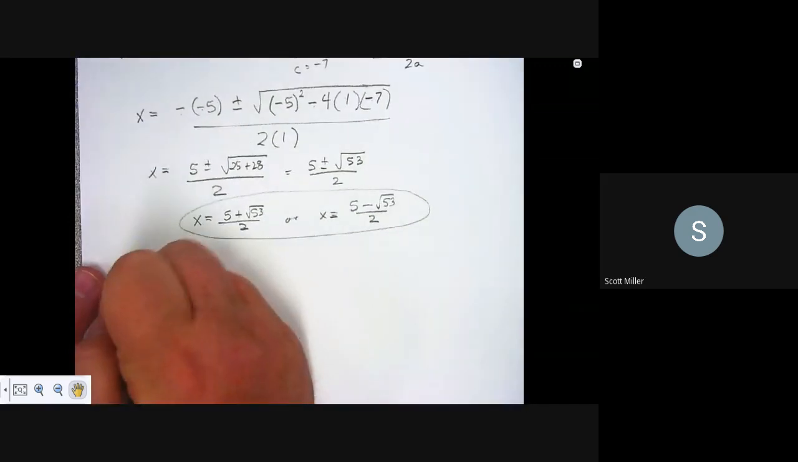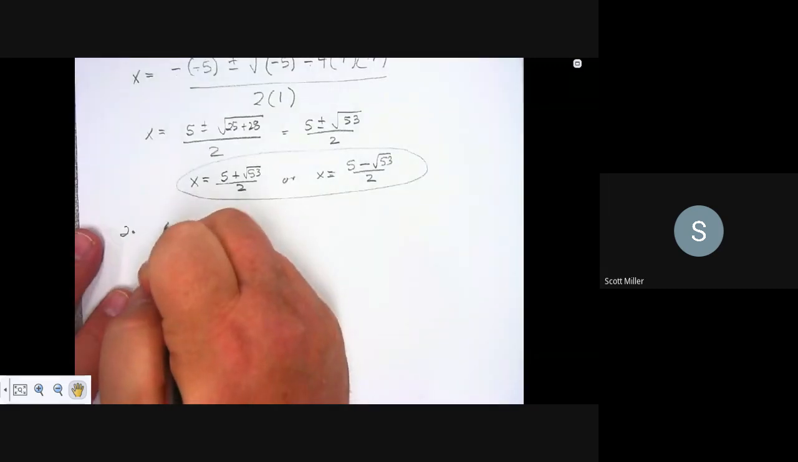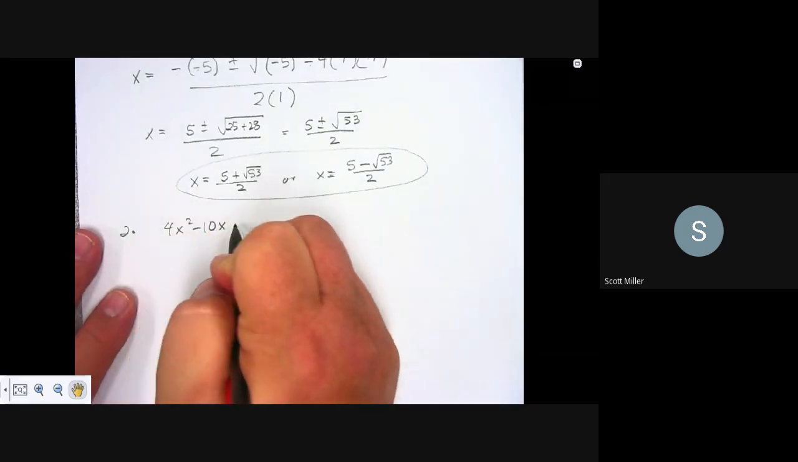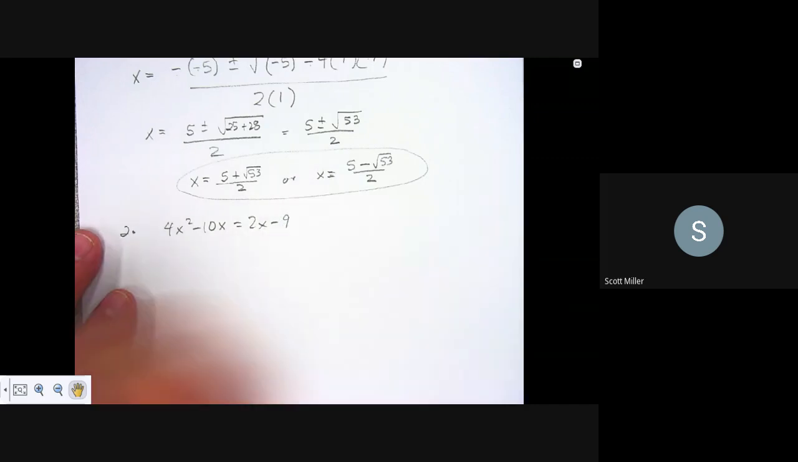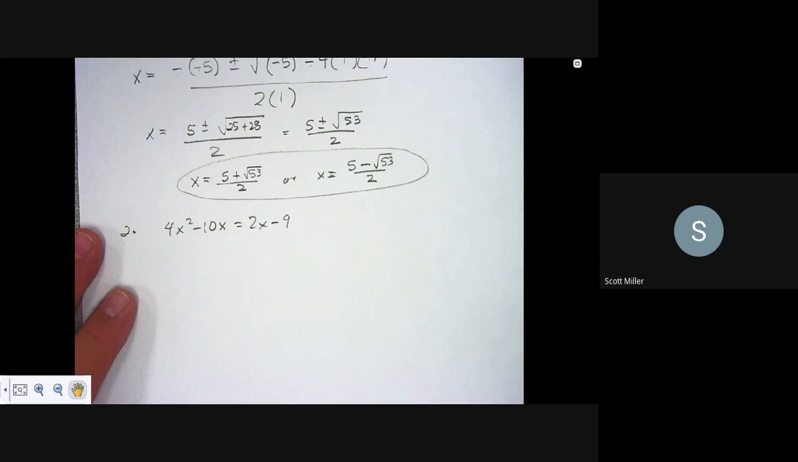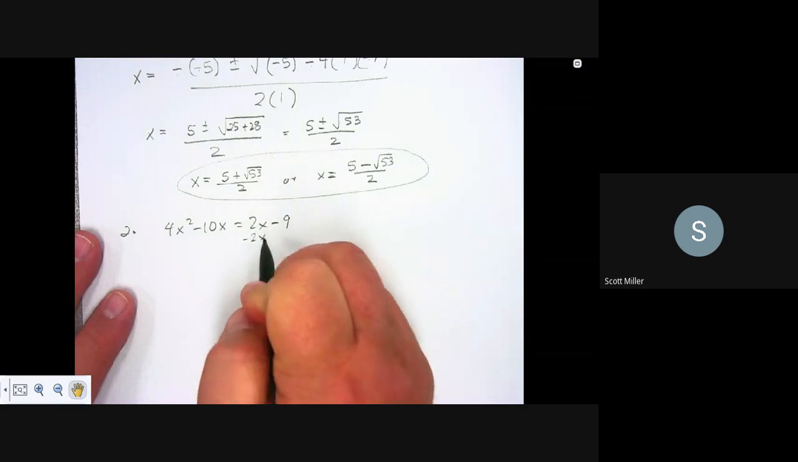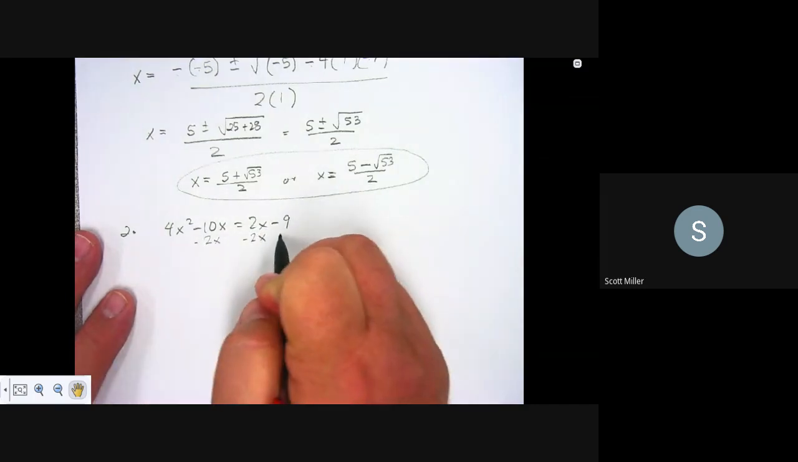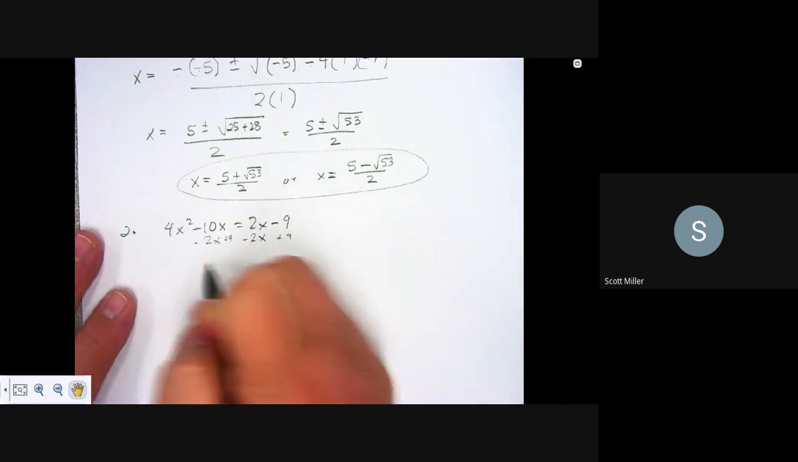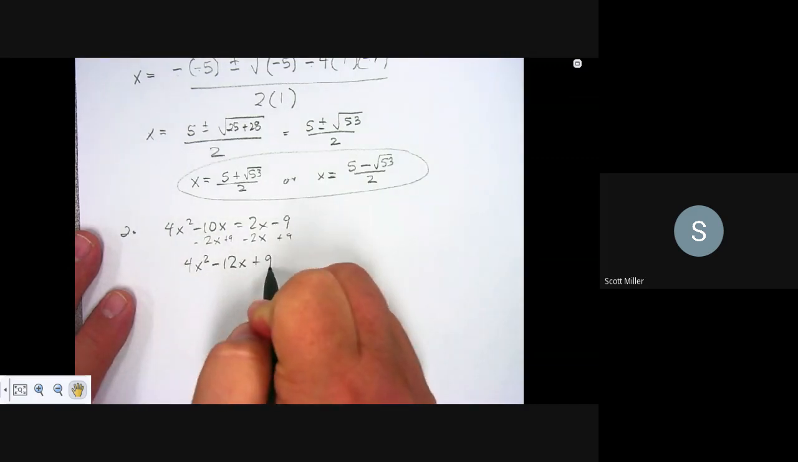Let's do another example. So here's an example: 4x squared minus 10x equals 2x minus 9. In this example, you cannot even consider the quadratic formula unless you're in the proper form. Remember, the proper form has to be everything on one side equal to 0. So you need to first move these to the other side, and then we're going to add a 9, and I get 4x squared minus 12x plus 9 equals 0.